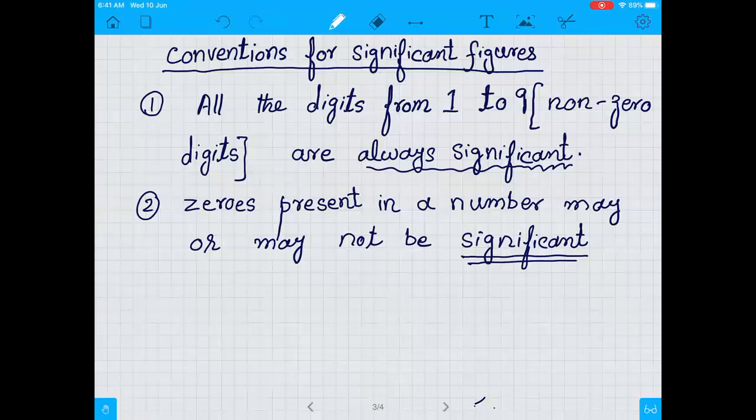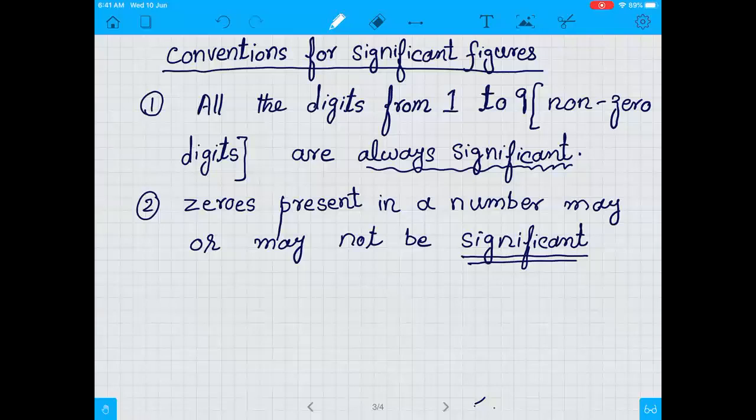What are the conventions? When do you take zeros as significant and when do you take them to be insignificant? What are the conventions that you use to mention whether a number contains significant zeros or insignificant zeros? Now we will study the rules one by one.